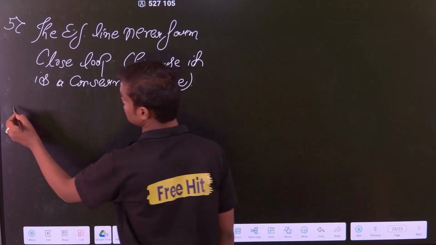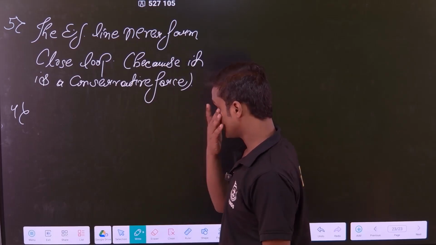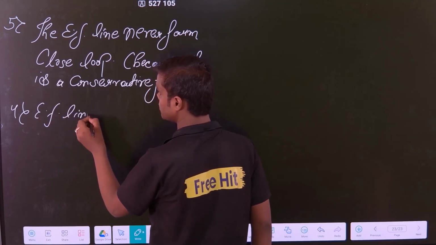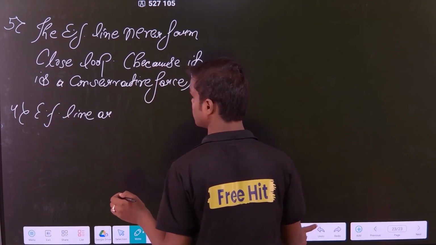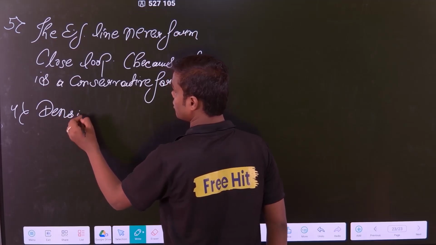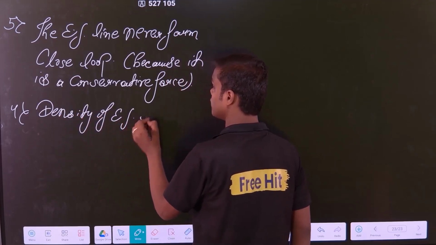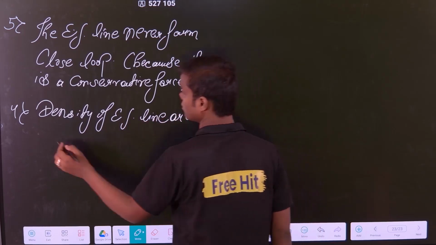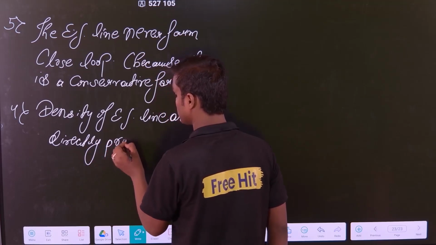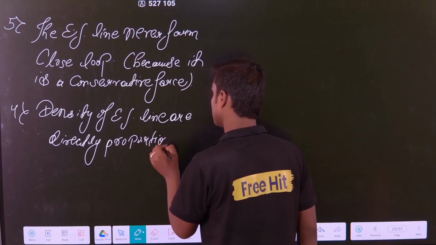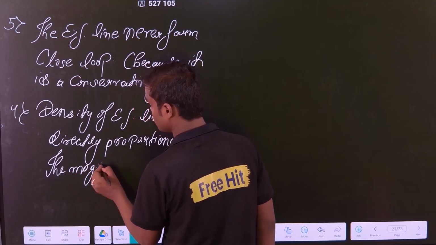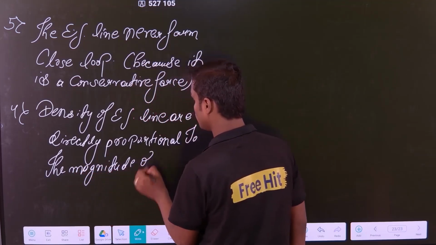Now next property: the density of electric field lines is directly proportional to the magnitude of charge.